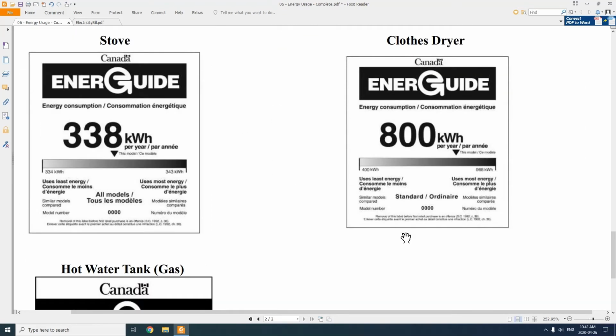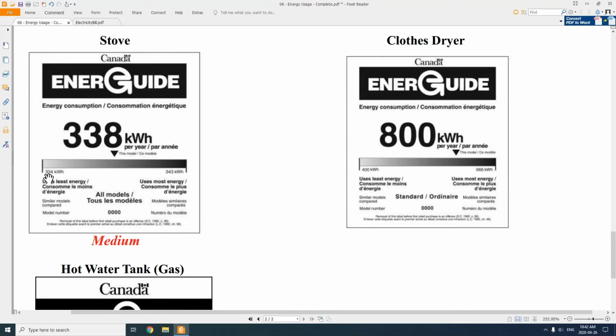Right, let's look at this stove here. So on average, we're using about 338 kilowatt hours per year, and that is right in the middle. So it's kind of medium. It's really just your average stove. So yeah, as long as everything else seems okay, as long as the price is okay, it's not going to use a lot, but it's also not going to be much better than other ones.